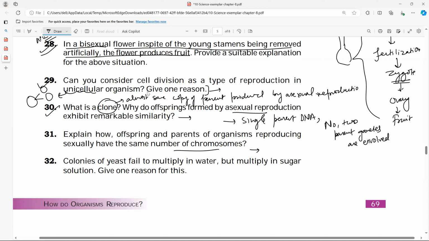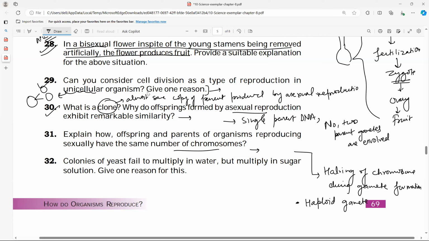So what should your answer be? What are the keywords for this question? Write the keywords for this question. Halving of chromosomes during gamete formation. You have to use these words while writing the answers. These are the keywords. The next one is that haploid gametes of two parents fuse together to give a diploid zygote. So write down these keywords for this answer.